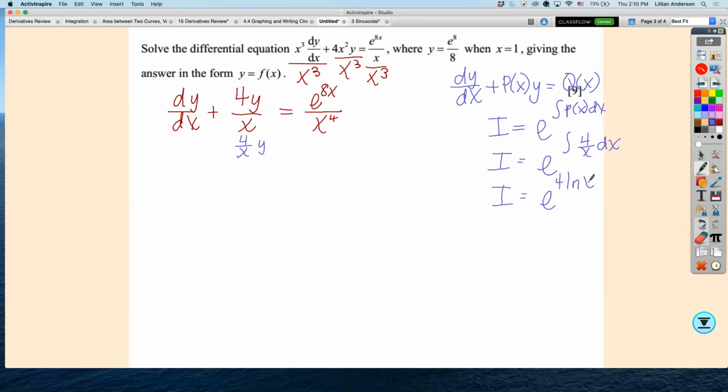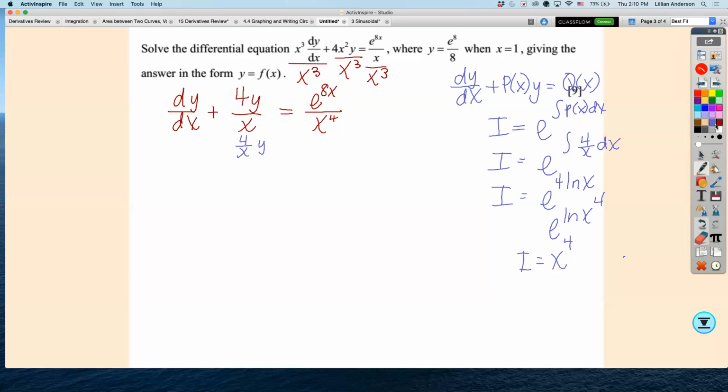You said ln of x. Wouldn't that just be 4? Yeah. Not 4, 4x. Not 4x, x to the 4. So remember, you apply your laws of exponents. E to the ln cancels out, so I is equal to x to the 4th. Okay, so we have that bit.